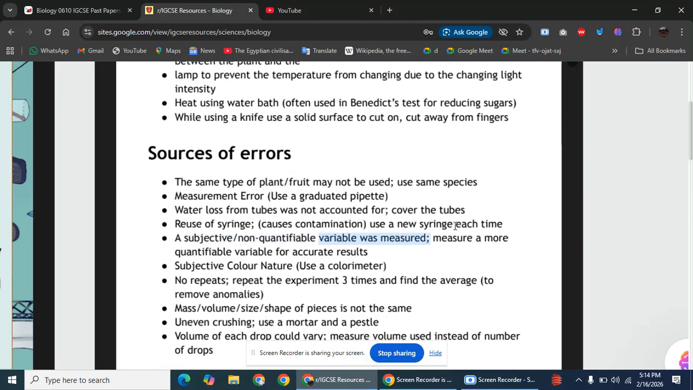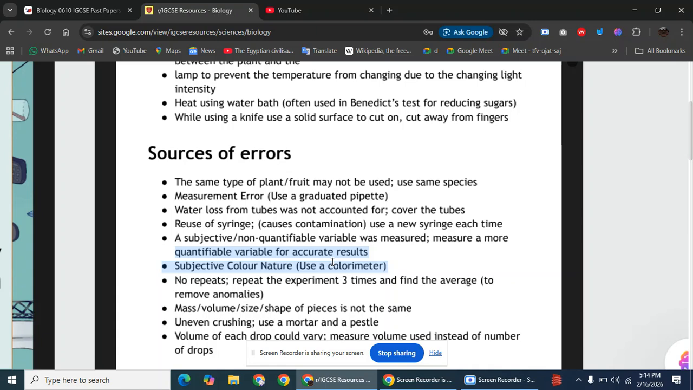Subjective or quantifiable variable was measured. For example, measure a more quantifiable variable for accurate results. If I say the color change is observed, then the color change depends on the person. That is the subjective nature of color, and thus we use a colorimeter. No repeats: repeat the experiment 3 times and find the average to remove anomalies.